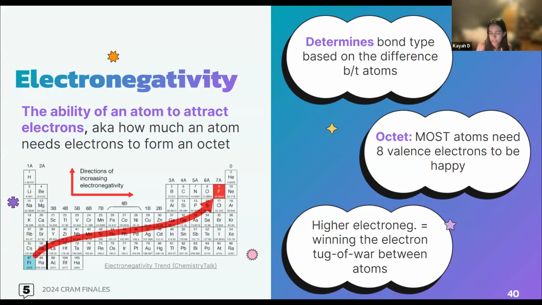And then the higher electronegativity between the two atoms they have present, right? So let's say we take potassium and chlorine, so we have KCl. It's going to be a tug of war between them to get that electron, right? And it'll go to chlorine because it's more electronegative. It wants to fill that octet more than, let's say, potassium.